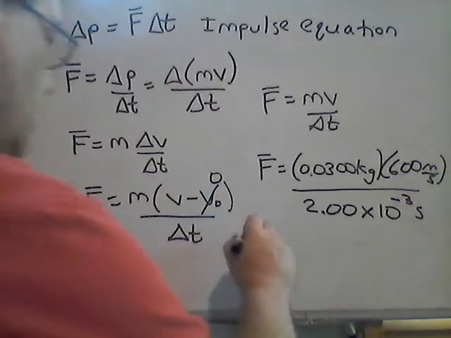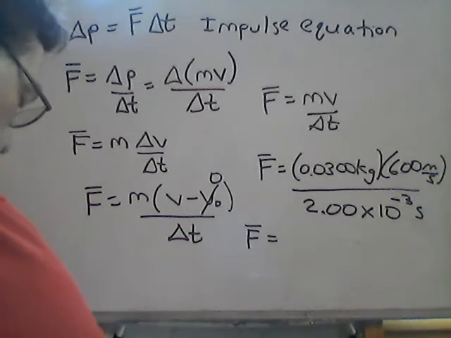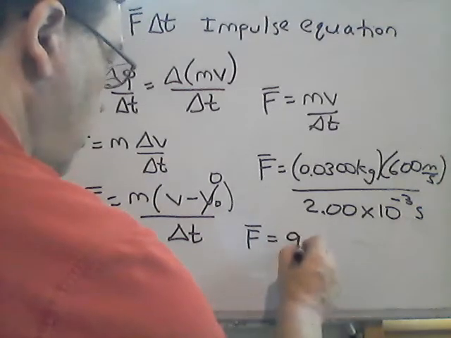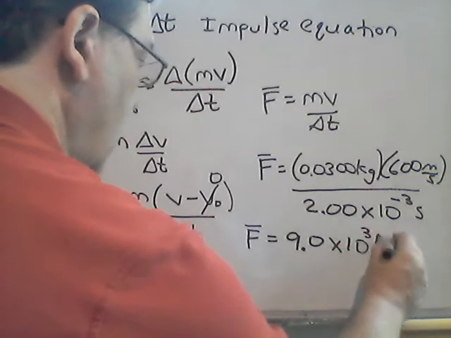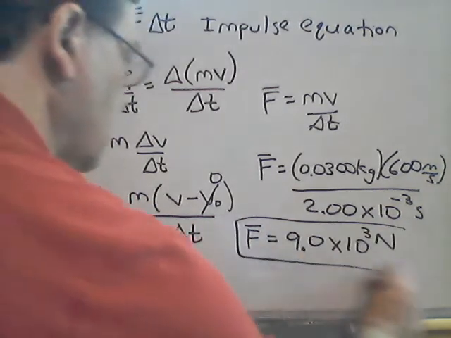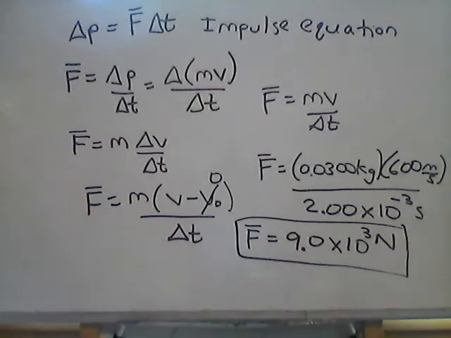When I do all of this, I find out that the average force exerted by the reaction is pretty large. It's 9.0 times 10 to the third newtons, 9,000 newtons. That is the average force that the bullet experiences from the gunpowder reaction, and it's over a very, very short time. Okay, that's the concept of impulse.